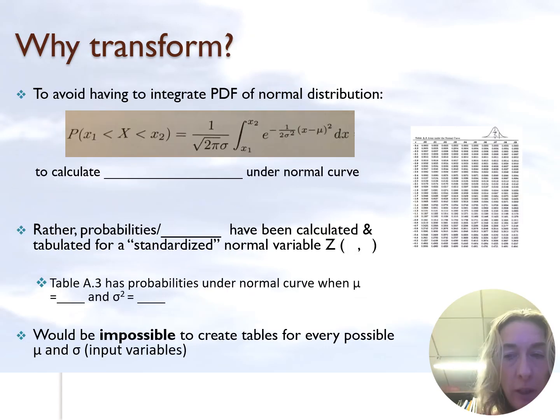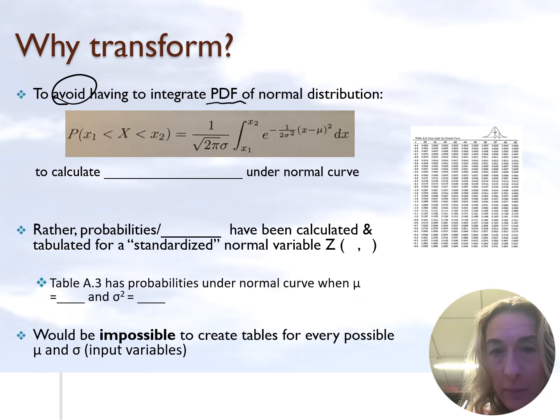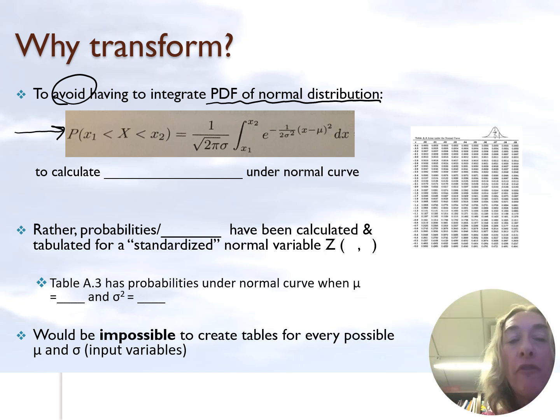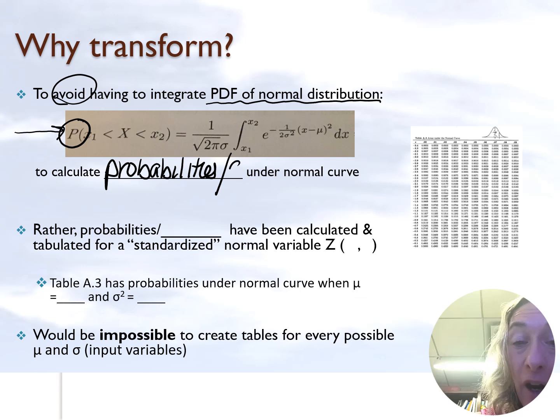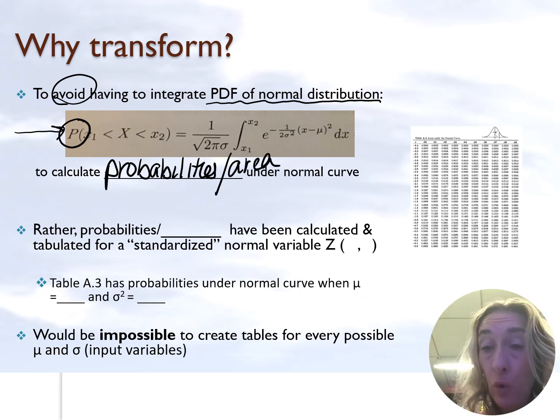Why do we transform? The answer to this question is that this enables us to avoid having to integrate this PDF of the normal distribution, which you have seen before, which is quite a complicated PDF. And why would we have to integrate this PDF? In order to calculate probabilities or areas under a normal curve. We need these probabilities and areas in order to do inferential statistics.